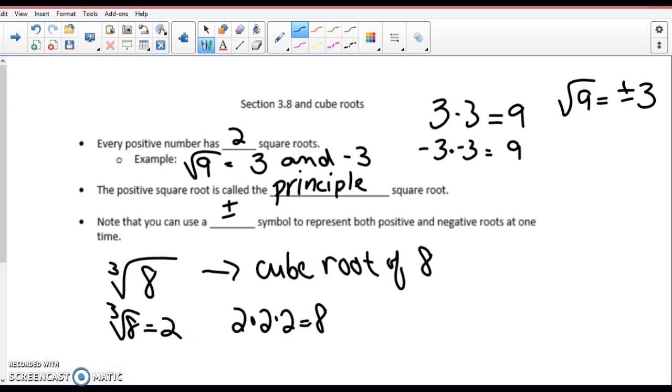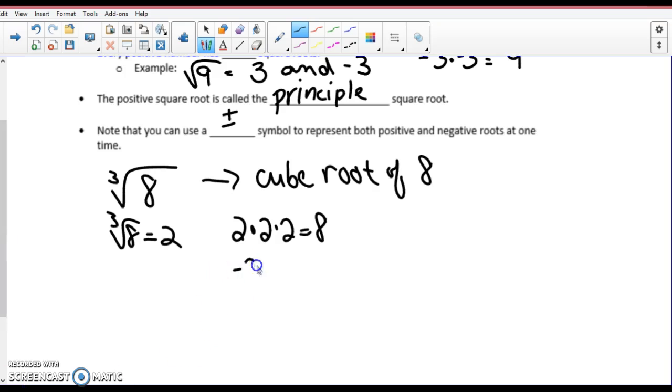Now, I have a question for you. Is it plus and minus 2? Is negative 2 times negative 2 times negative 2 8? No. So when you take a cube root, there is only one of them. Now, let's extend this topic.